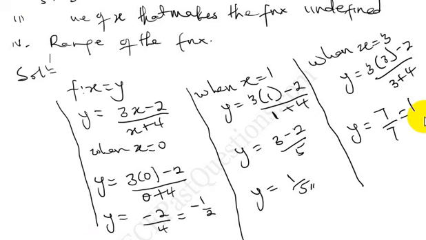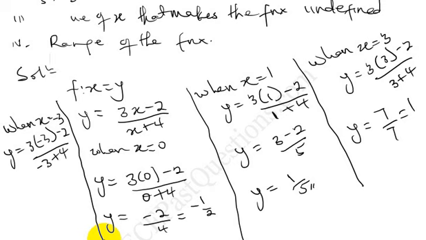And the last one for the question, we have minus 3. So when x equals minus 3, we are going to get y being equal to 3 bracket minus 3 minus 2 all on minus 3 plus 4. So we're going to get 3 times minus 3 giving you minus 9 minus 2 all on 1. So we're going to get y being equal to minus 11 for the answer. So we are done with the A. That is the A.